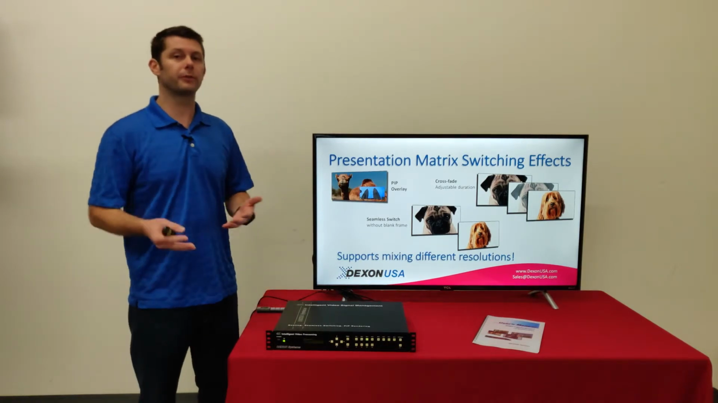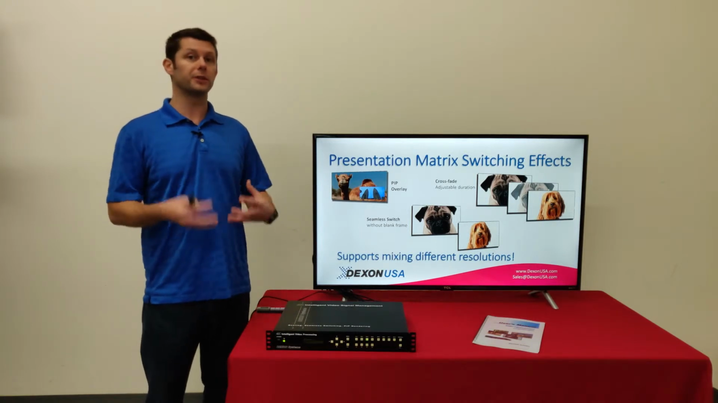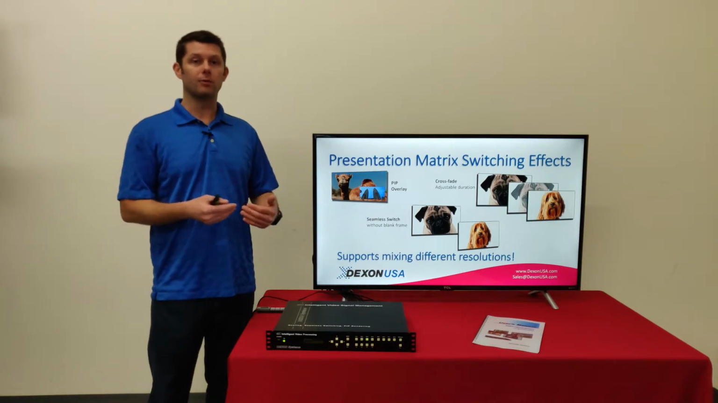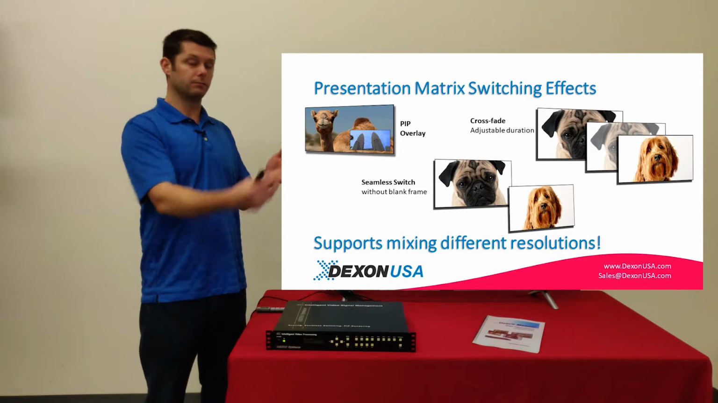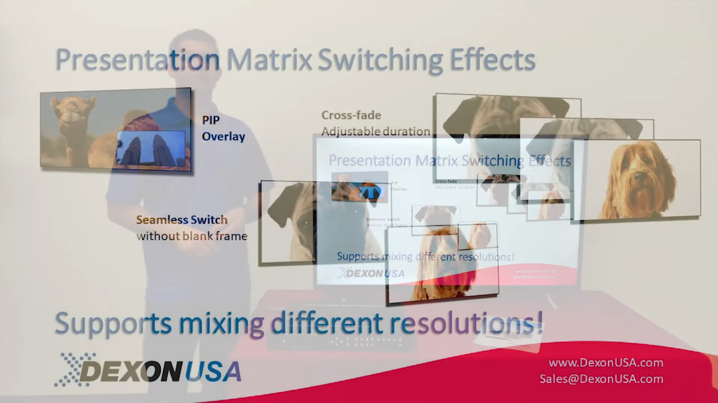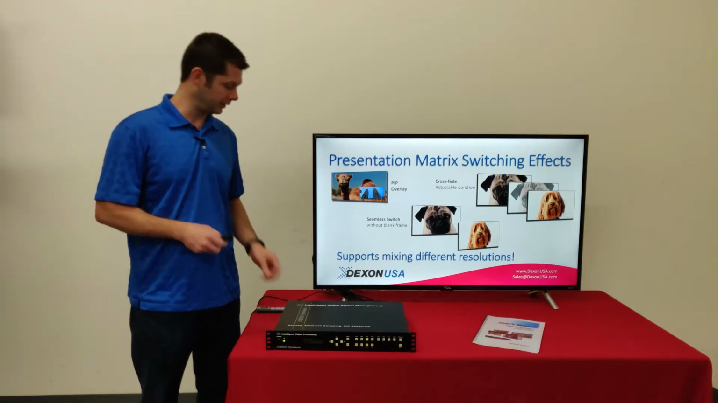So there's a few different transition effects that the 8x4 can do in a presentation matrix mode. And one of those is PIP overlay, where we have a live video input and a secondary input, like a picture-in-picture over that. We can do a crossfade dissolve between 2 different sources, and we can do a seamless switch. So let's get to the demo.